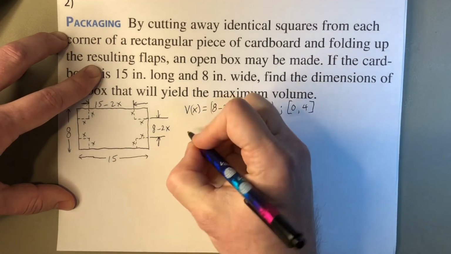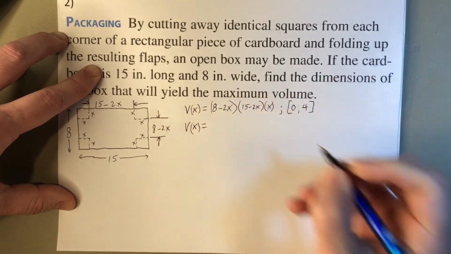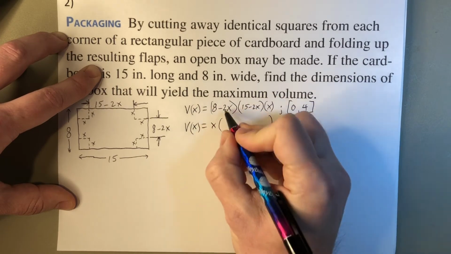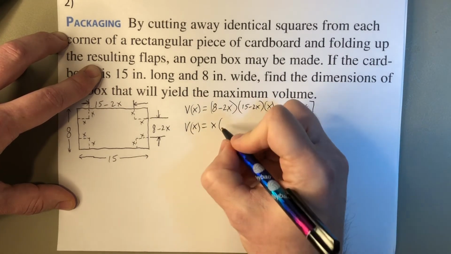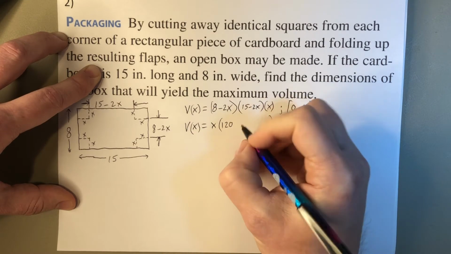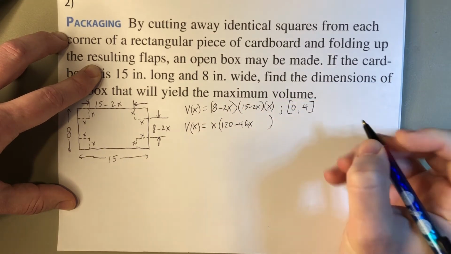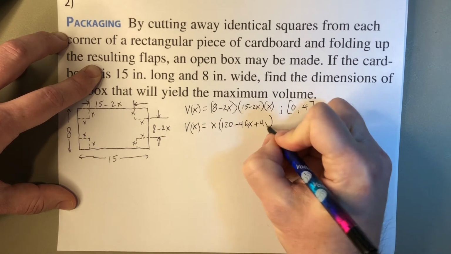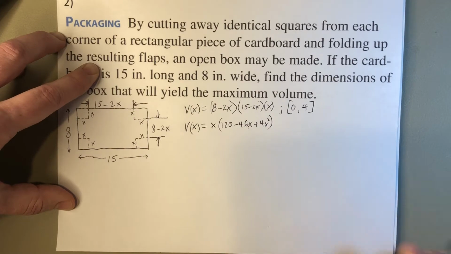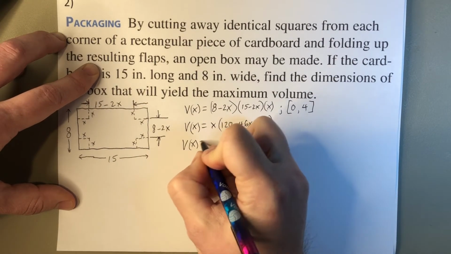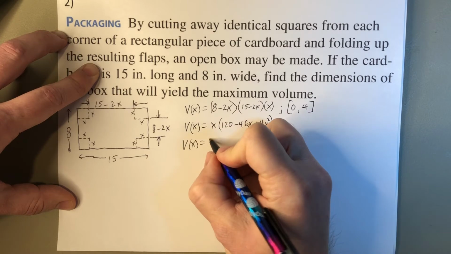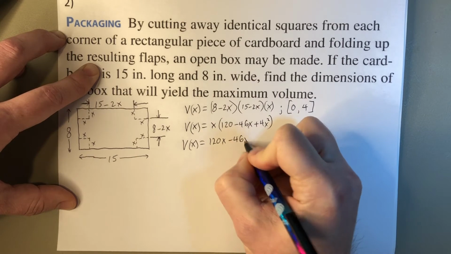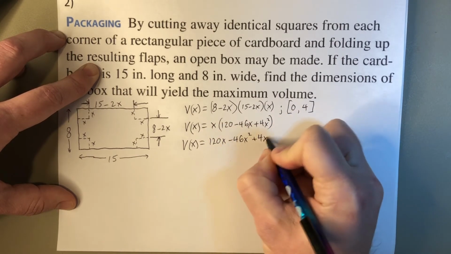All right, let's rewrite this now so we can differentiate it, okay? So I'm going to move the x to the front, and then I'm going to FOIL these two binomials together. And if I do that correctly, I get 120 minus 46x plus 4x squared. Okay? And now I'm going to distribute the x through. So I get 120x, all right, minus 46x squared and then plus 4x cubed.